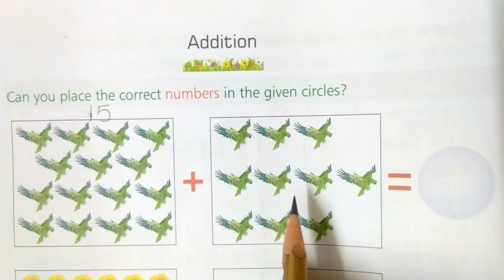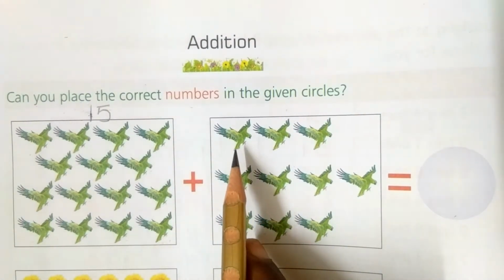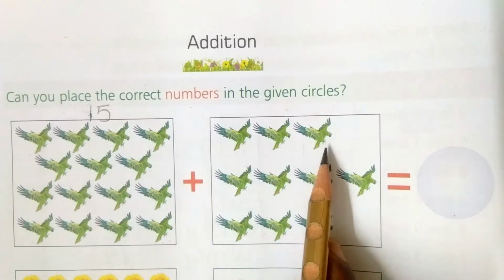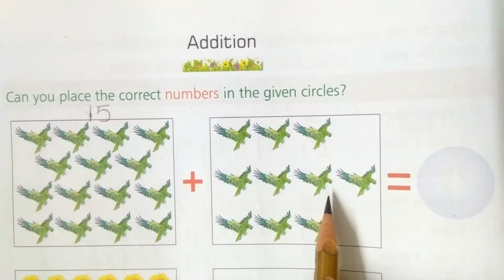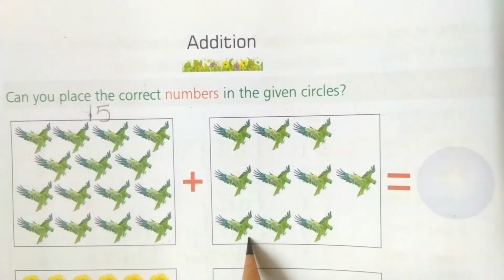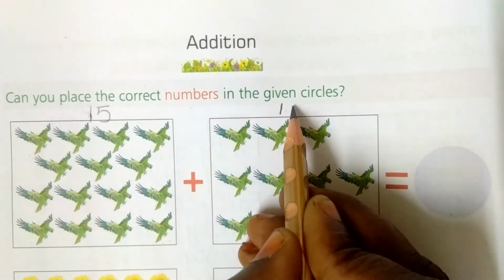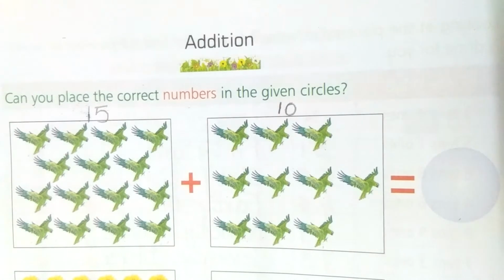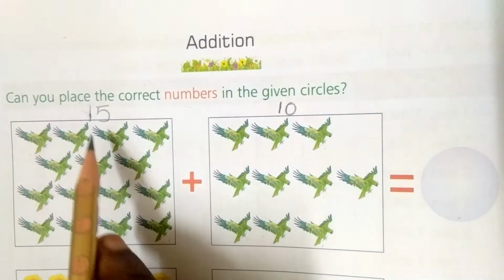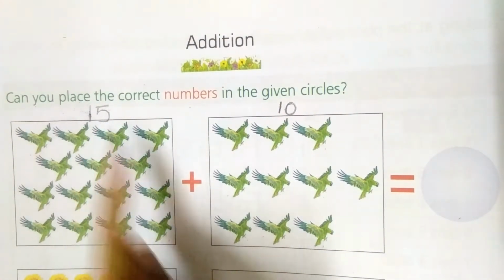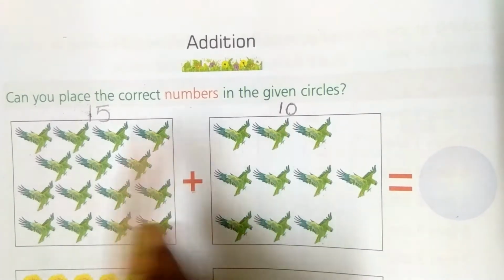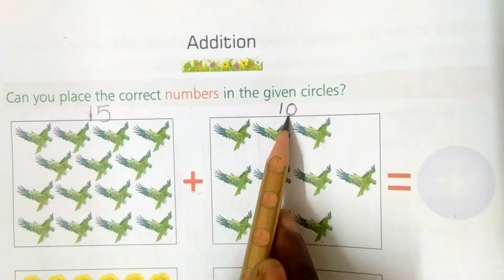Yes, children. Count in second box parrots. 1, 2, 3, 4, 5, 6, 7, 8, 9, 10. How many parrots in second box? 10. Now we can do the addition. 15 plus 10.